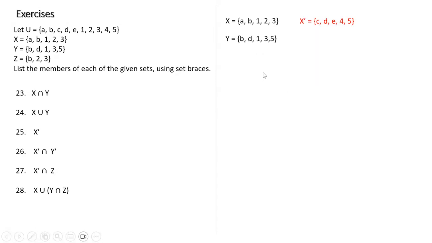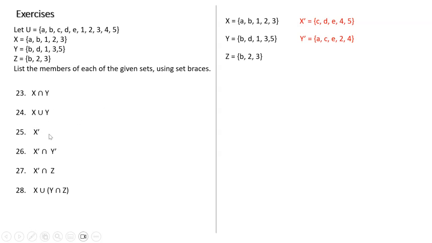This is my set Y. So the complement of Y will be A, C, E, 2, 4. Why? Because the complement of Y means not B, not D, not 1, not 3, not 5. Not B, not D, we're left with A and C. Not 1, 3, 5, we're left with E, and 2 and 4. That's the answer for that one.